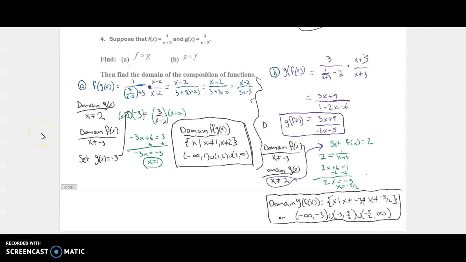All right, if you've unpaused, that means you have done parts A and B. You can see here that f of g of x has a domain of all real x values except for 1 and 2. And then g of f of x has a domain of all real numbers excluding negative 3 and negative 5 over 2.